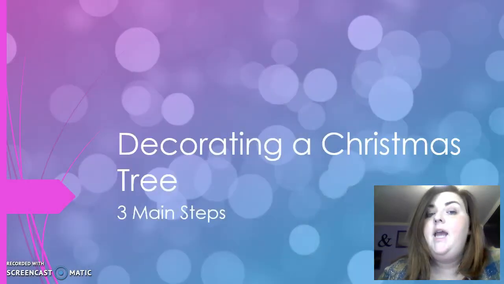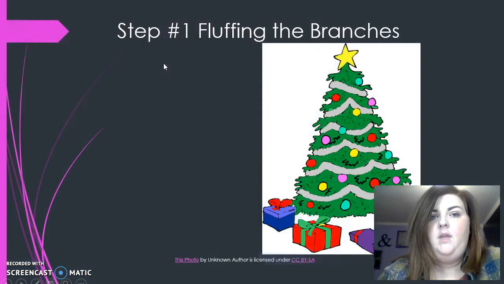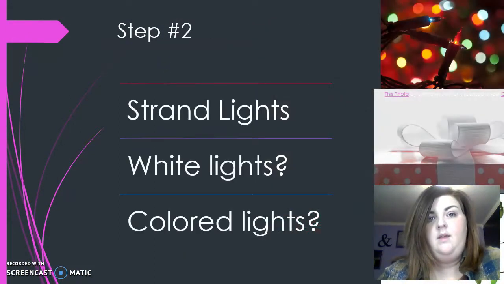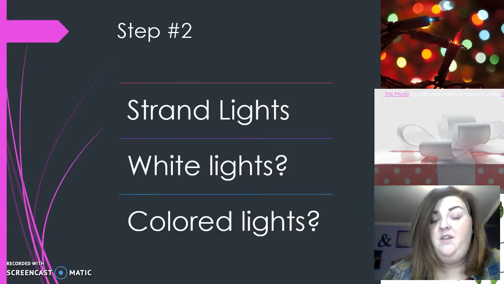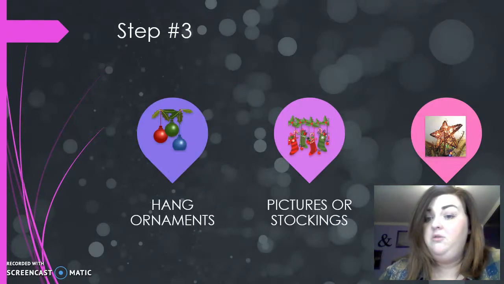It says decorating a Christmas tree. There are 3 main steps. Step 1, fluffing the branches. Step 2 is stranding the lights. You can either have white lights or you can have colored lights. It's your choice. Step 3, hanging ornaments, pictures or stockings, and then adding a tree topper.